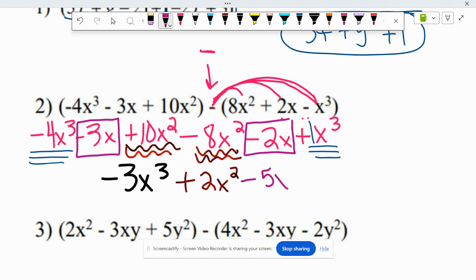Negative 5x. And now I have subtracted these two polynomials and I've written my answer in standard form.